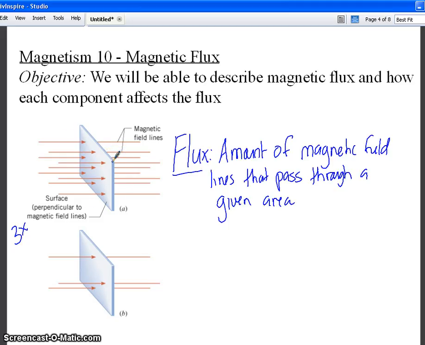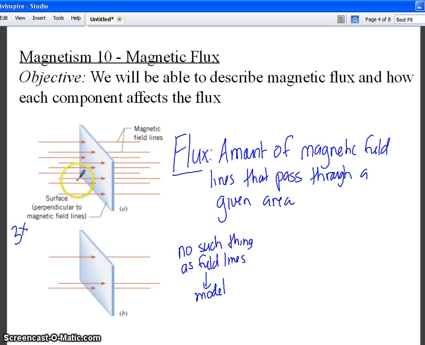Now, I just want to point out one thing just to be clear. There is no such thing as field lines, okay? Field lines are a model. They are a model we use as people to understand what magnetism is.